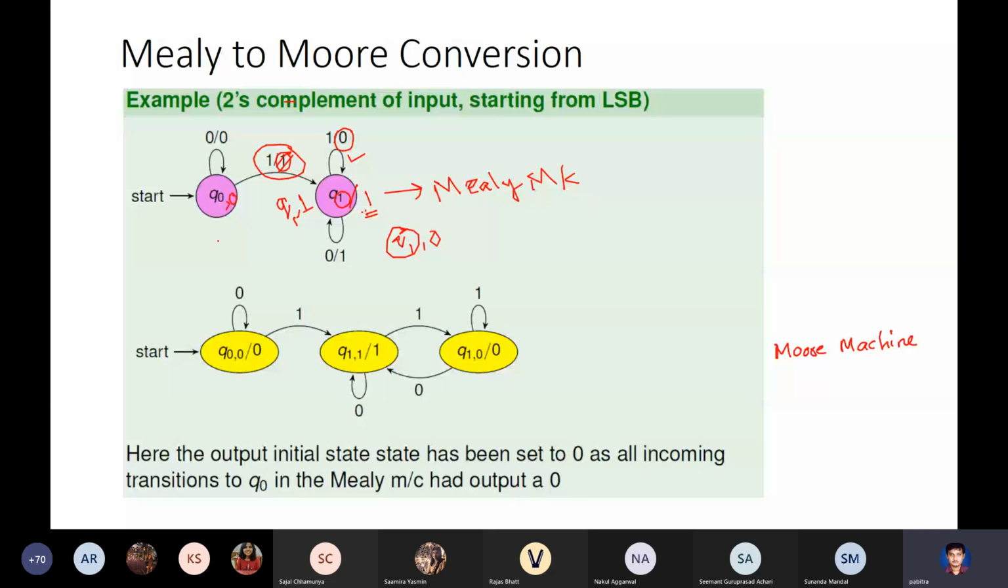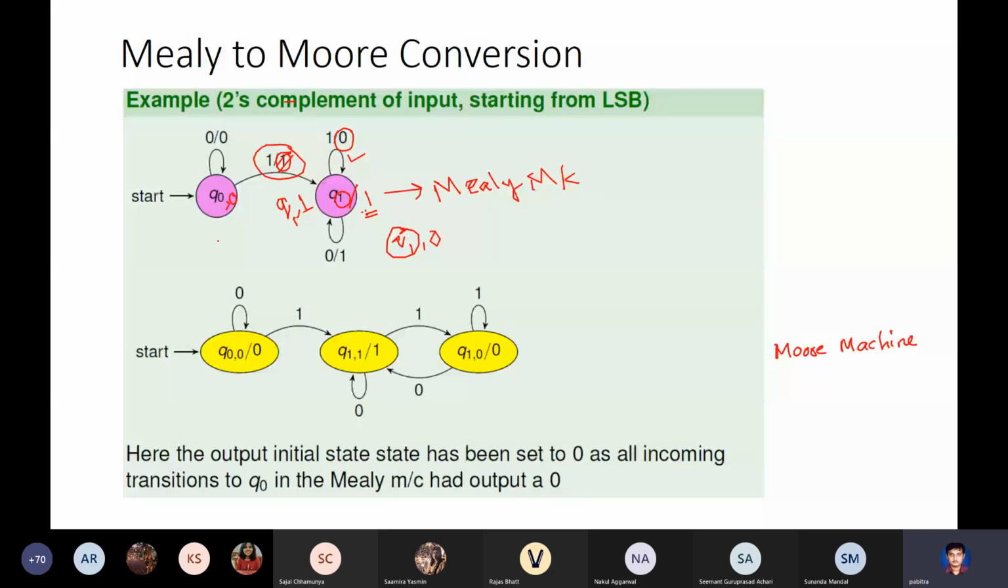Because there are 2 possible outputs you can get staying at Q1, depending on how you have reached Q1, you can have 2 different outputs. So I have a state for each of them. So that's what I have done here.